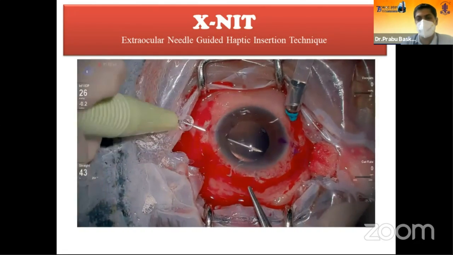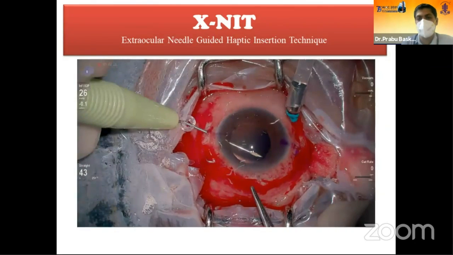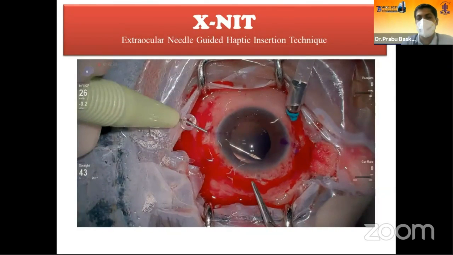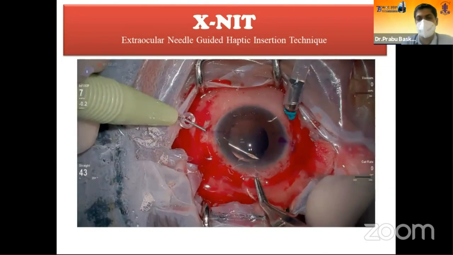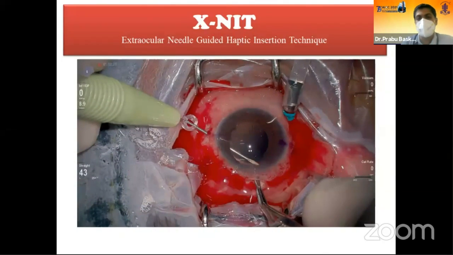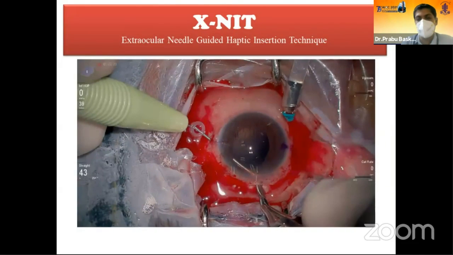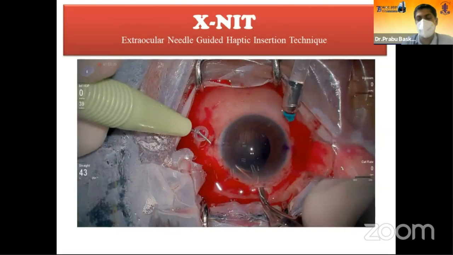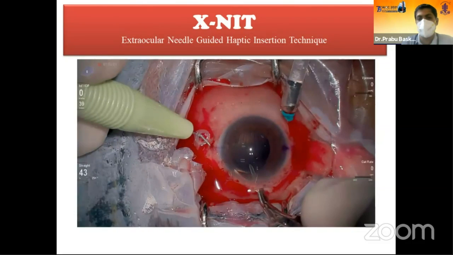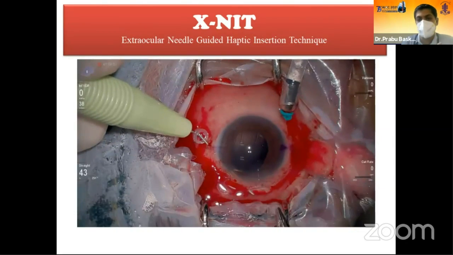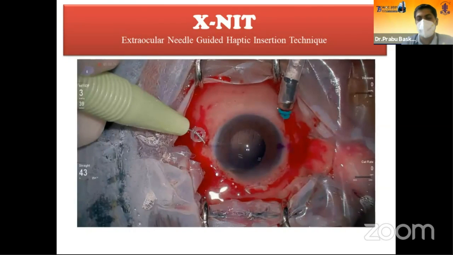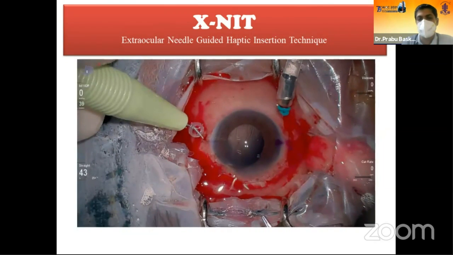The current version of XNet requires a larger section. We don't really recommend XNet for clear cornea or foldable IOLs for practical difficulties. We are still working on it. You should not try to penetrate and come out. All you need to do is just sweep. When you complete the arc, the tip of the needle will be outside, and you can use a McPherson like this to prevent any entrapment of tissue over there.